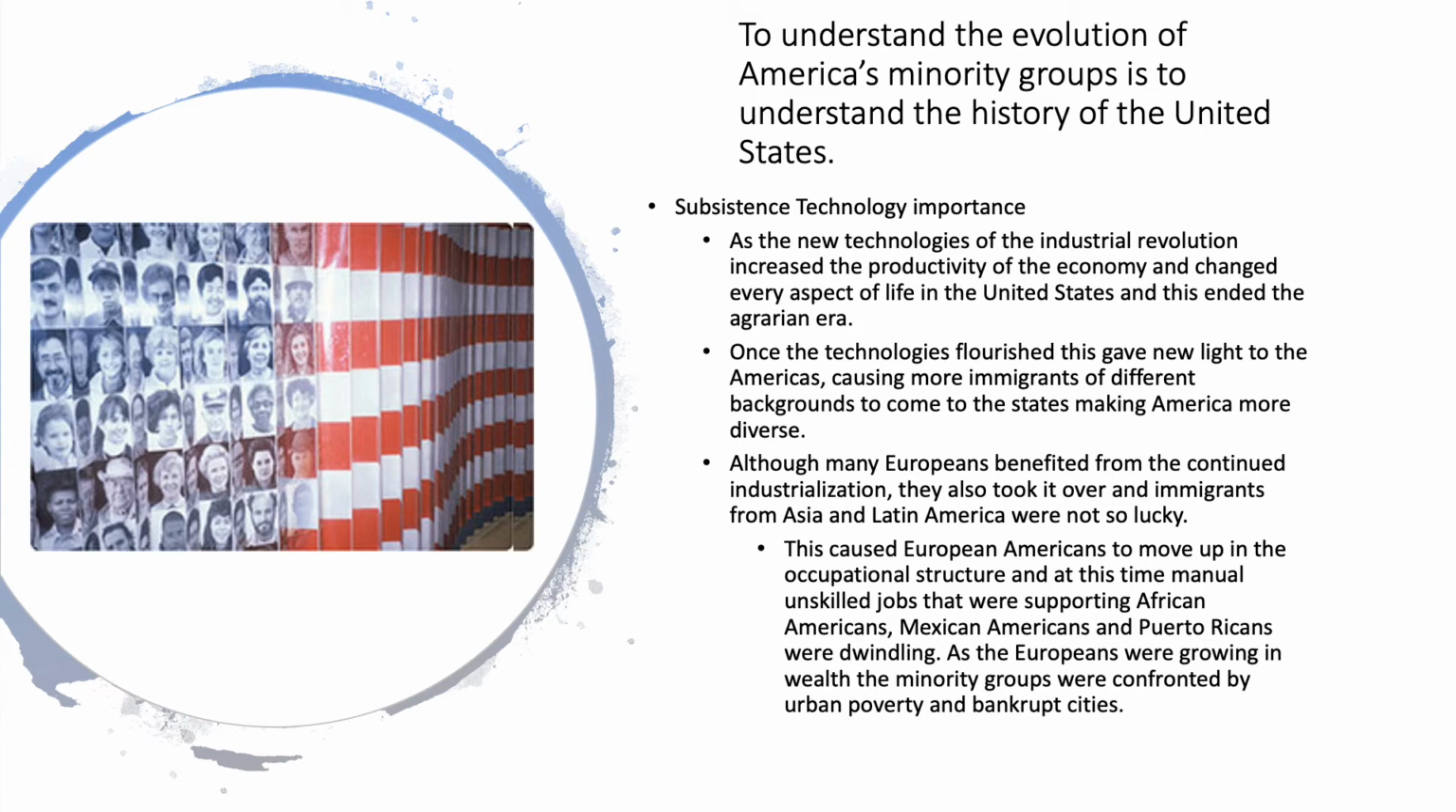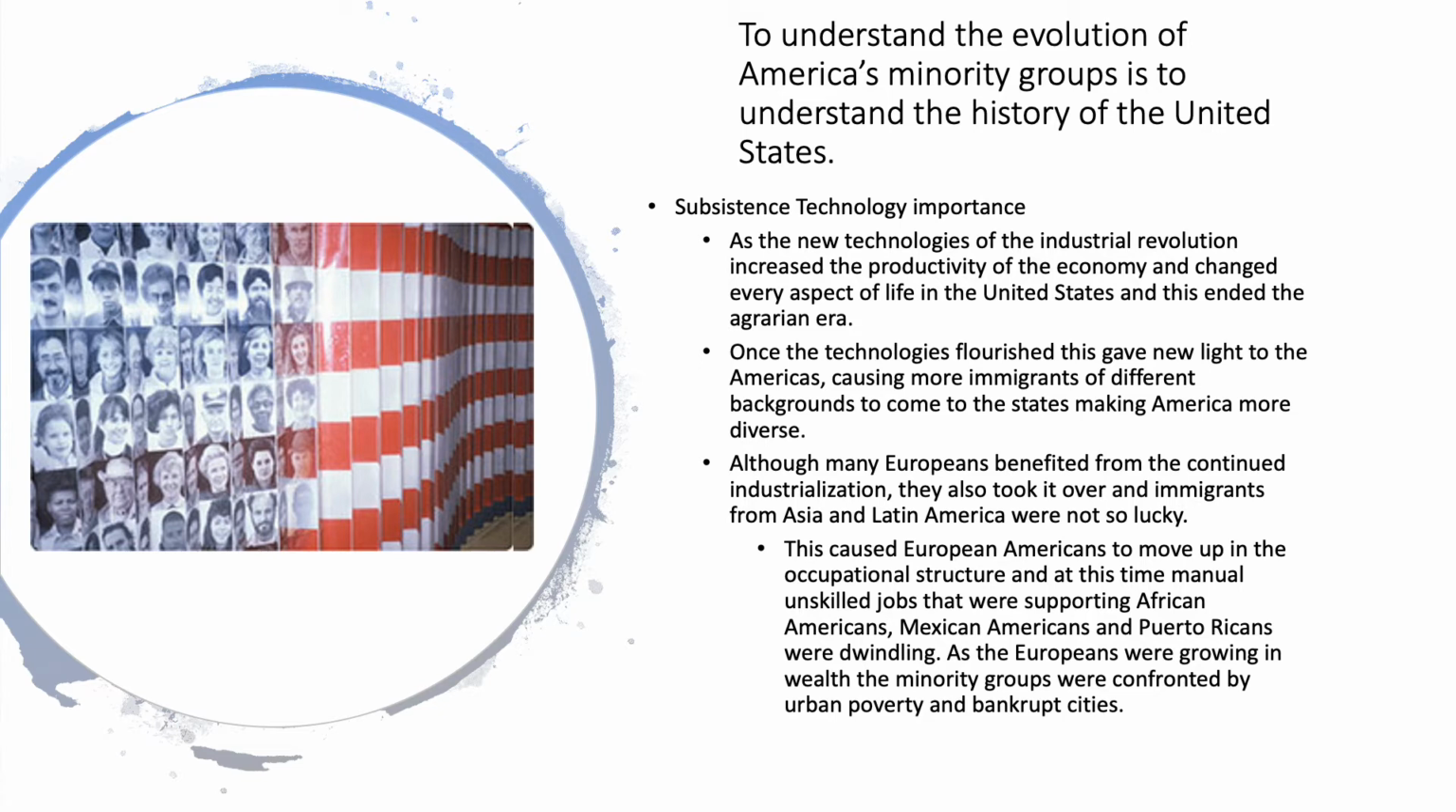Subsistence technology is so important because it is the most basic force shaping a society and helping form relationships between dominant and minority groups. As the new technology of the Industrial Revolution increased the productivity of the economy and changed every aspect of life in the United States, this ended the agrarian era. The agrarian era was an era of using minority groups that had no power and no resources compared to dominant groups as slaves, and using them to do the dirty work for the dominant group's benefit.